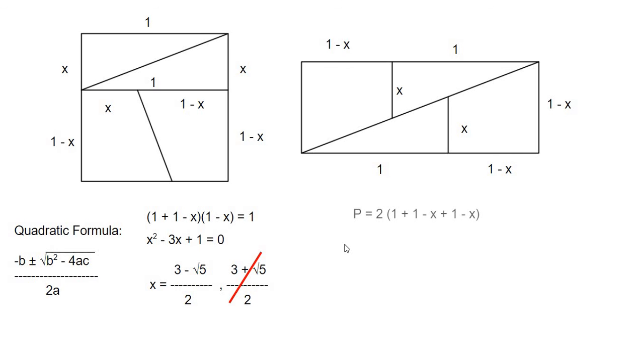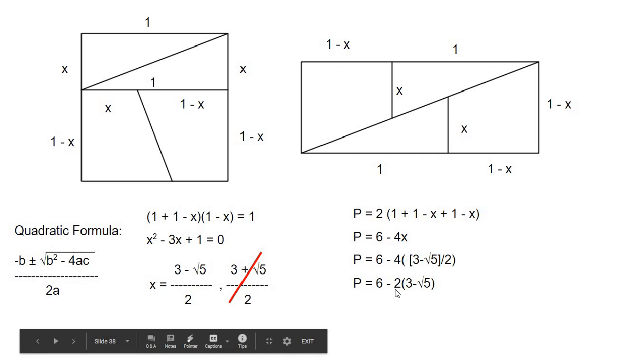How do we do that? P equals 2 times the length of one side plus the length of the other side. P equals 6 minus 4x. So P equals 6 minus 4 times the value for x, which is 3 minus root 5 all over 2. P equals 6 minus 2 times 3 minus root 5, because the 4 and 2 cancel.